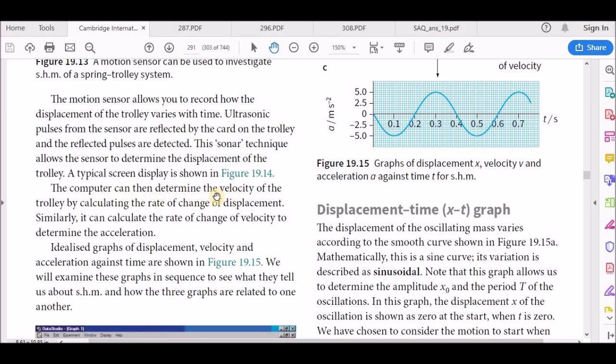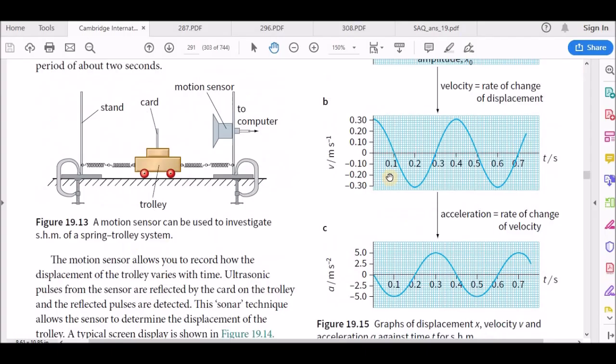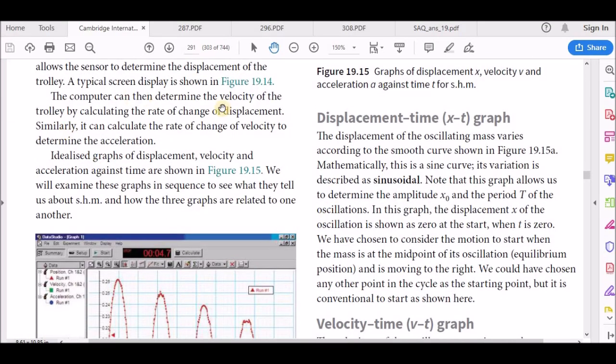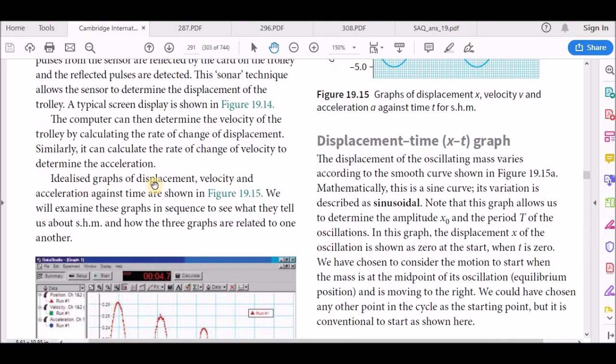The computer can then determine the velocity of the trolley by calculating the rate of change of displacement. Similarly, it can calculate the rate of change of velocity to determine the acceleration. So this is connected to the computer, and the computer can then draw the velocity-time graph and acceleration-time graph from the displacement-time graph. That's what they say here. Idealized graphs of displacement, velocity and acceleration against time are shown in figure 19.15, the three figures over here.